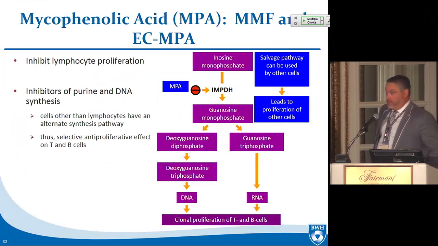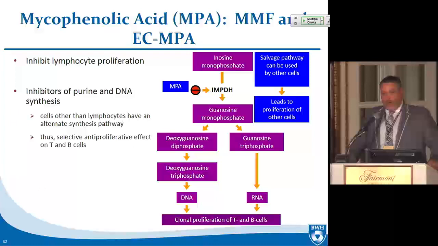Our mycophenolic acid preparations, we have two. They inhibit the enzyme inosine monophosphate dehydrogenase, which is the key enzyme in the de novo pathway of purine synthesis. So these drugs get into all cells.